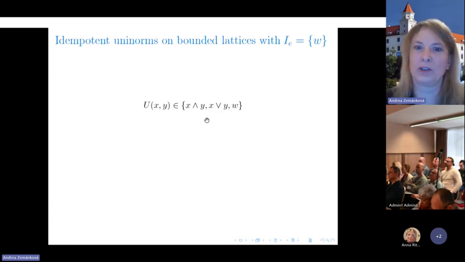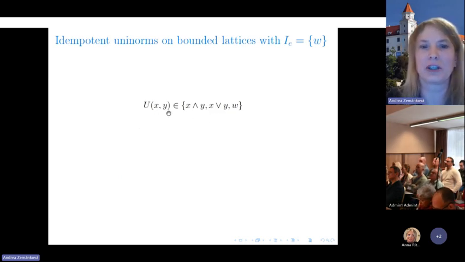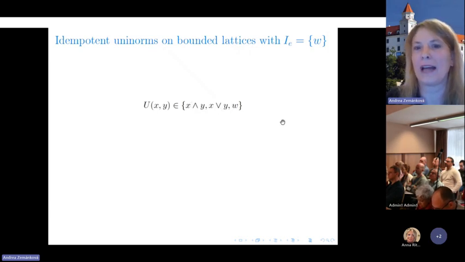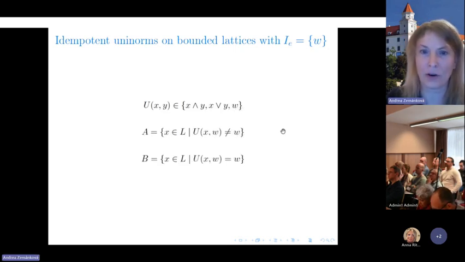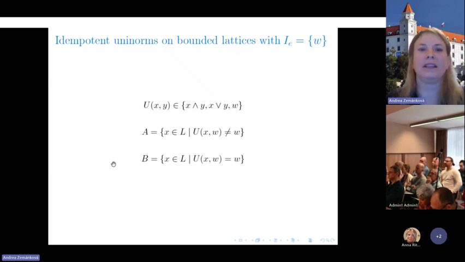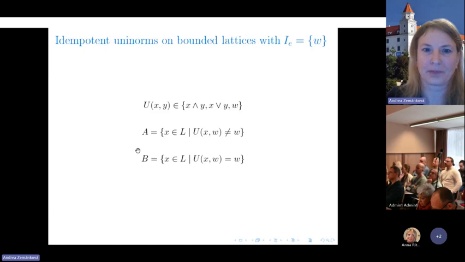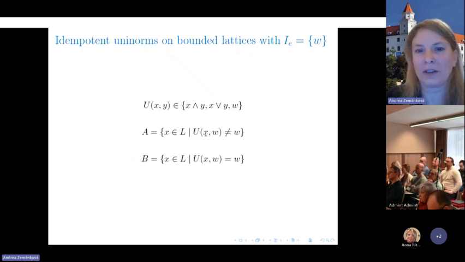From what we know from the two papers that I mentioned, we know that aggregation of any 2 points by this uninorm is either equal to the meet or to the join, or we obtain value W, which is this only incomparable value with the neutral element. And therefore, we will divide our lattice into 2 sets. First set A is the collection of points that aggregates with W to a value different than W, which means that in the lower interval we obtain meet and in the upper interval we obtain join. And B will be the collection of points that aggregates with W to the value W.